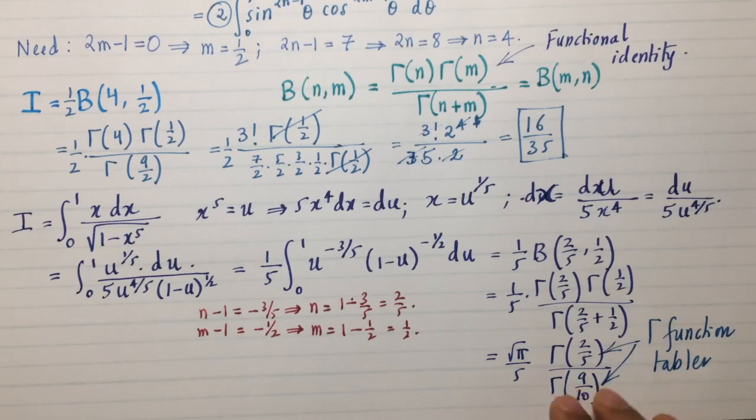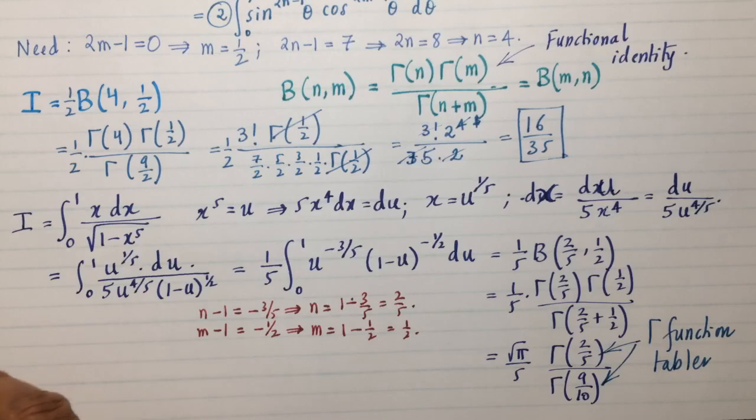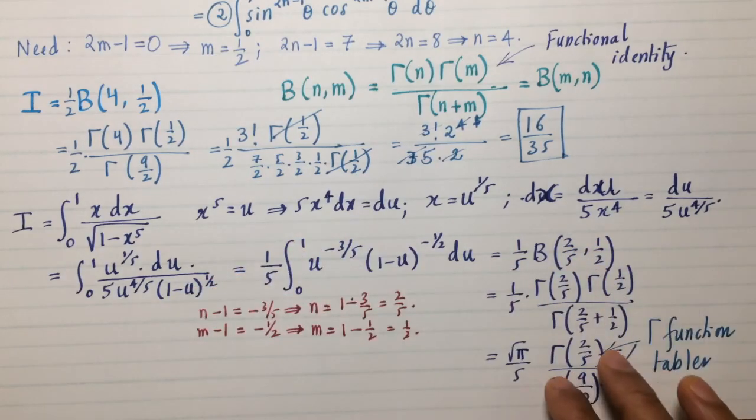In fact, you'll find this in the pretty early stages of any such table, because those tables go on for sometimes complex values of the argument and real values of the argument. So this will be found early on in the tables. So you can really do problems like this very expediently.